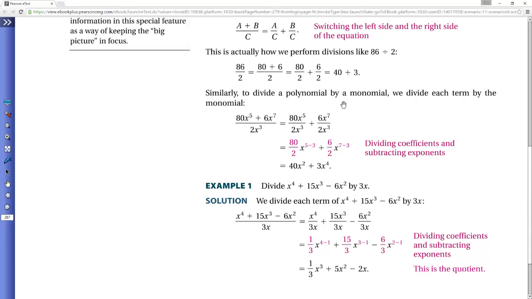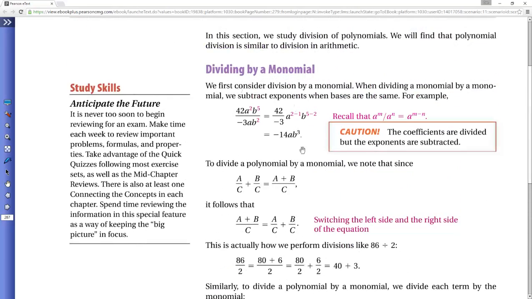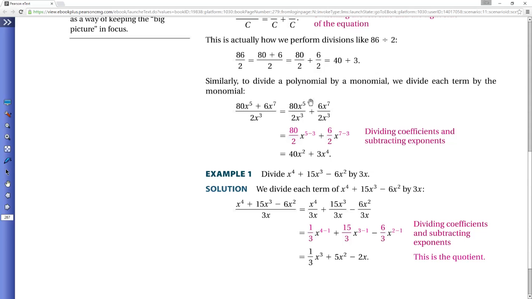Because when we get variables mixed into this, we need to remember that I can break this into two fractions, or basically apply this monomial divided by a monomial, a single term divided by a single term. So in this case, I can break this into two fractions added together with this common denominator of 2x cubed. So this is 80x to the fifth over 2x cubed plus 6x to the seventh, that second part of the addition, over this common denominator of 2x cubed.